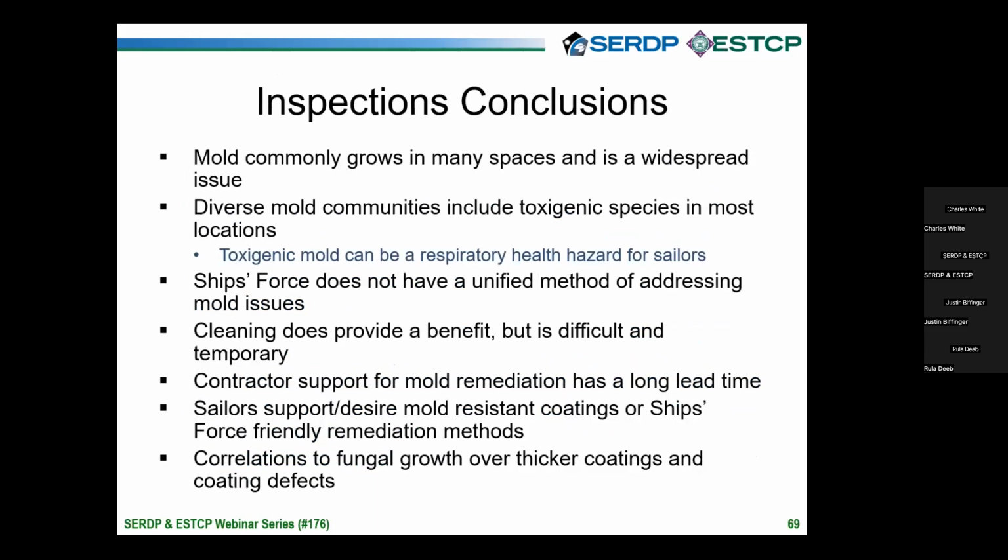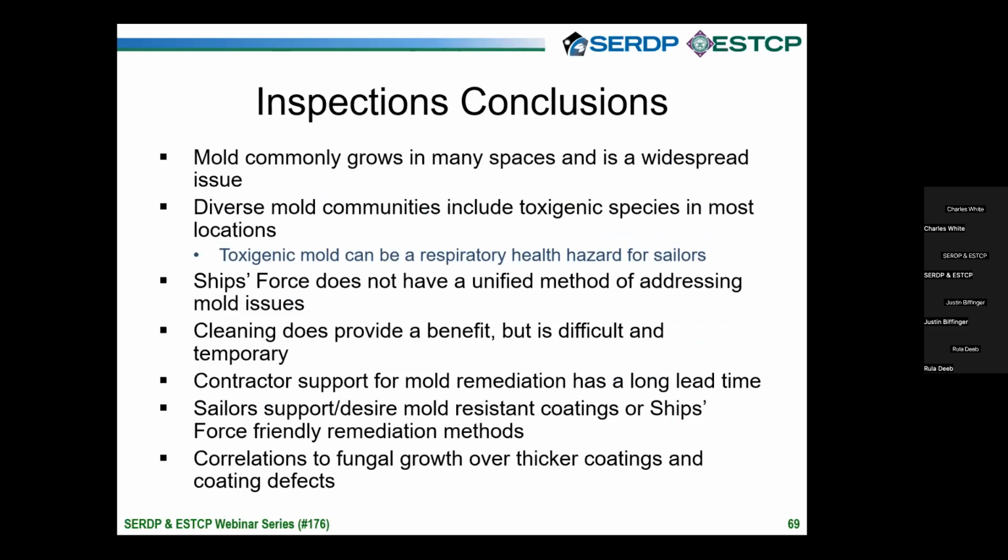The conclusions were that mold growth is widespread across the fleet and is an issue that needs a proactive preventative measure to prevent in the future. Toxic molds can be found across all the areas inspected and can be a respiratory hazard for ship's force and sailors. And we really don't have a unified method of addressing mold once it occurs, let alone a proactive long-term prevention.